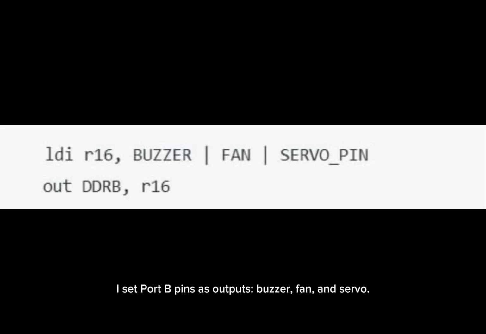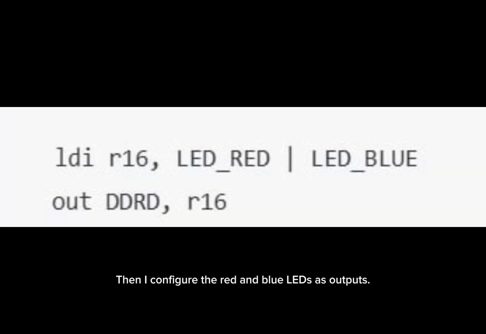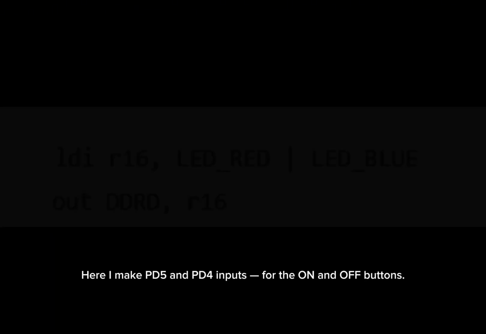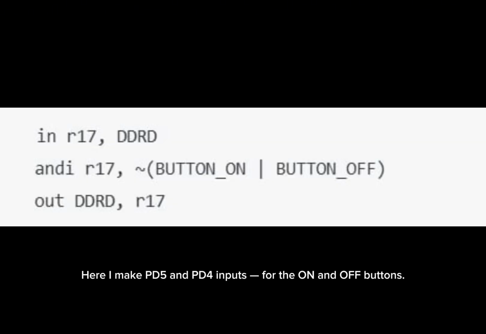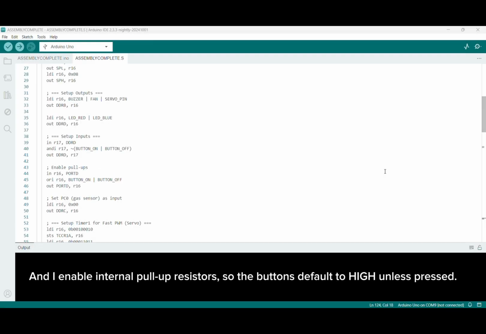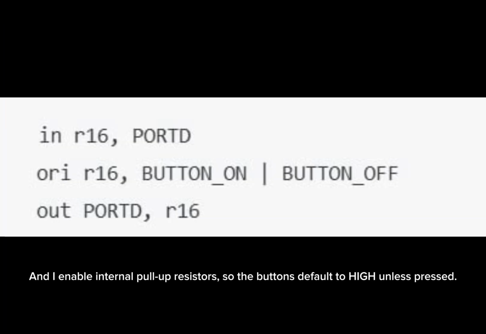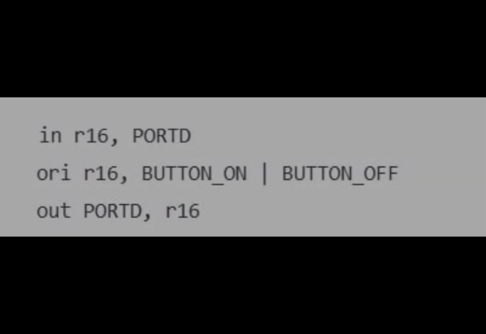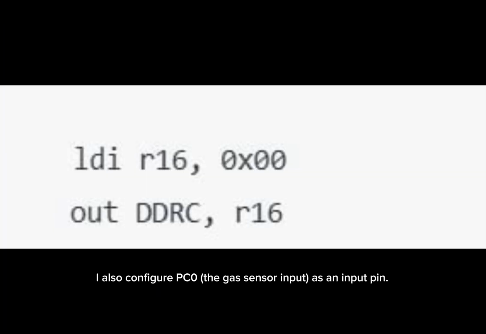Section 3, IO configuration. I set port B pins as outputs: buzzer, fan, and servo. Then I configure the red and blue LEDs as outputs. Here I make PD5 and PD6 inputs for the ON and OFF buttons, and enable internal pull-up resistors, so the buttons default to high unless pressed. I also configure PC0, the gas sensor input, as an input pin.